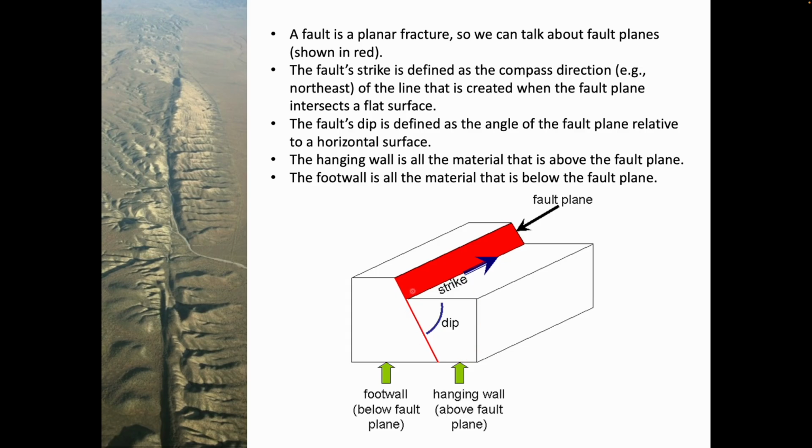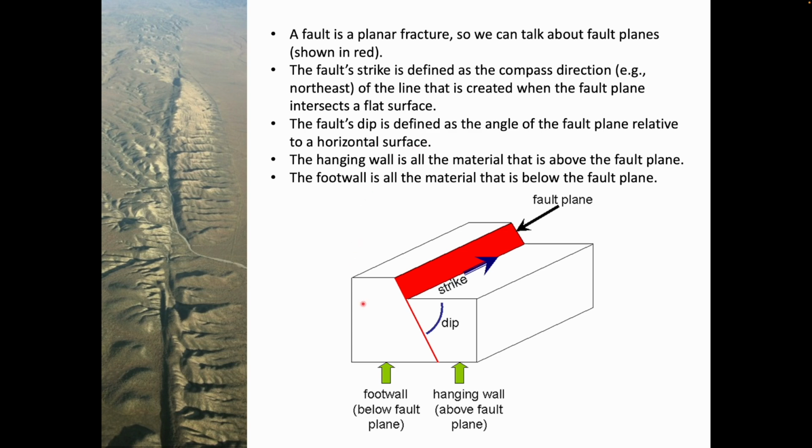Again, the strike is defined as the compass direction of the line that is created when the fault plane intersects a flat surface, like the ground. But the fault's dip is defined as the angle of the fault plane relative to a horizontal surface, also sometimes the ground surface.